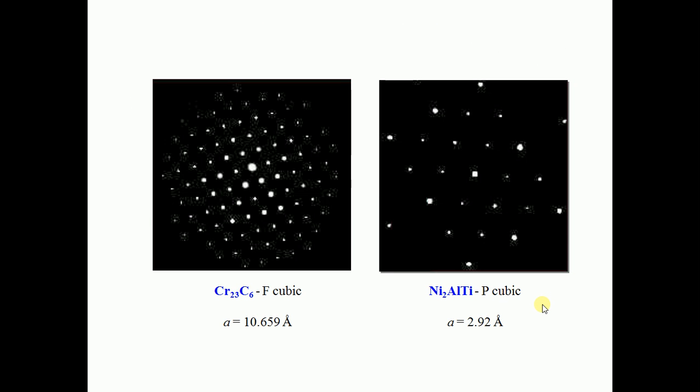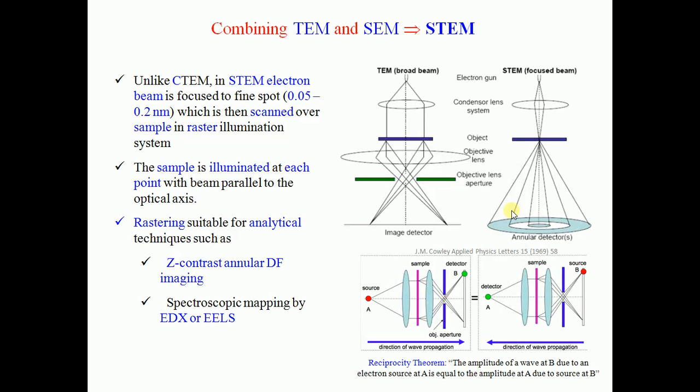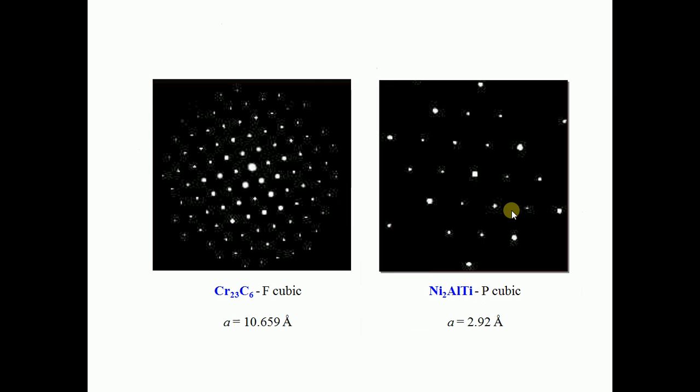Depending on your lattice parameter, if the lattice parameter is large, then the density of your spots changes. This is the same view plane, same dimensions, length and breadth. So if a is greater, the density is more. If a is less, the density is less. So this was about the diffraction in the TEM.